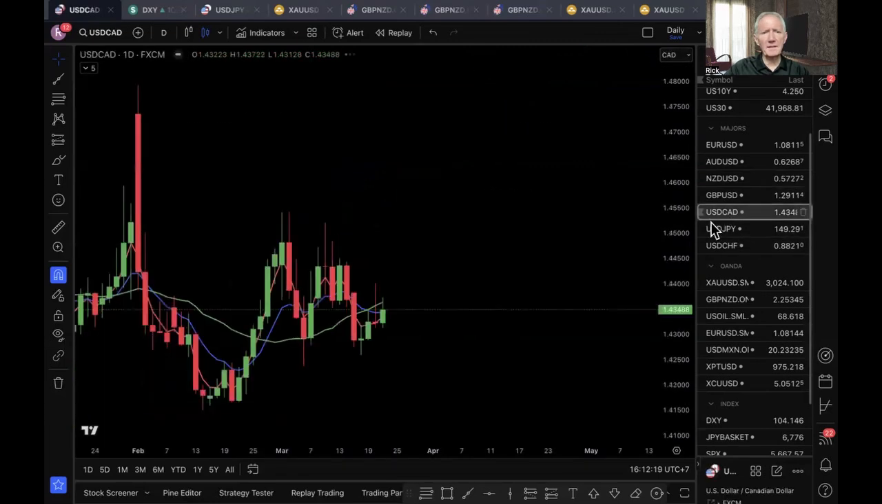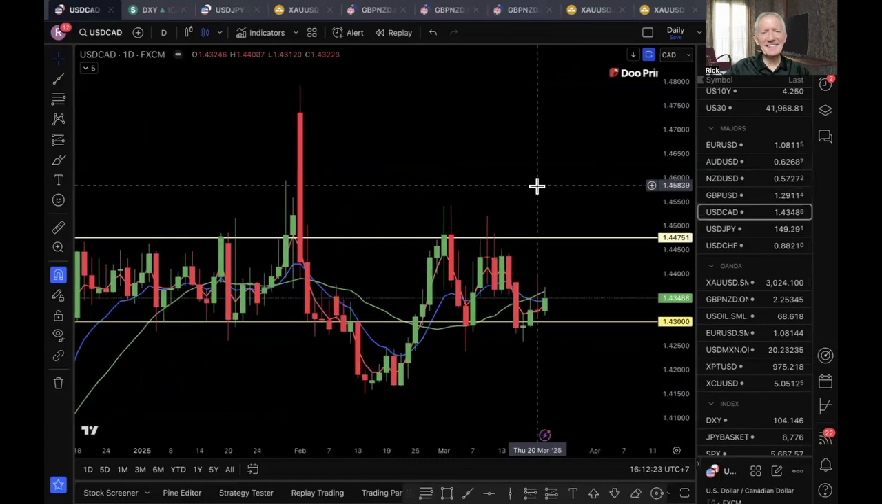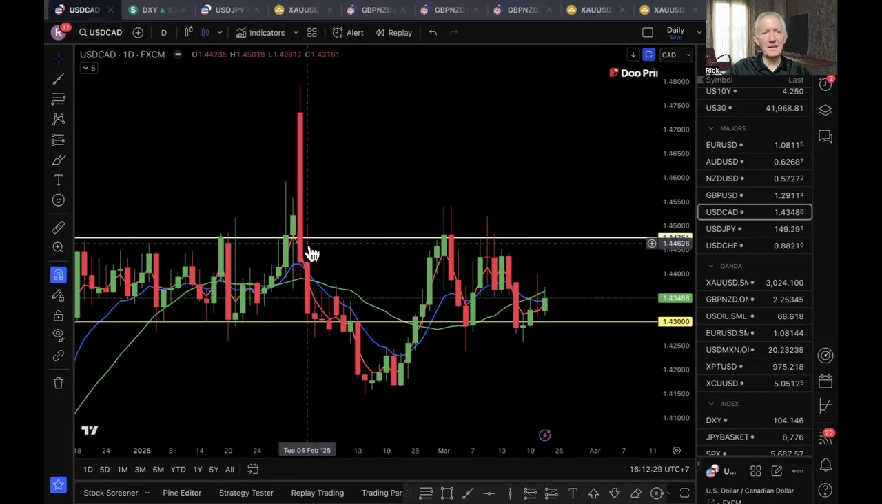The USD CAD, I'm not interested in trading this anymore. Really, look at this. This is what we call a candlestick sandwich. Okay, this was back when they were talking about the U.S. tariffs on Canada, or Canada's tariffs on the U.S., or whatever it was, made a huge move up and then down.